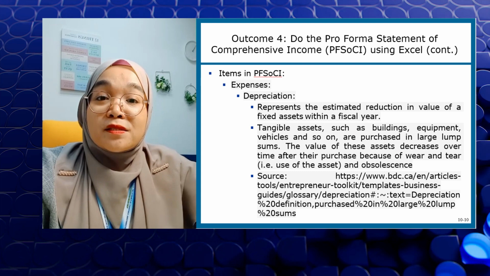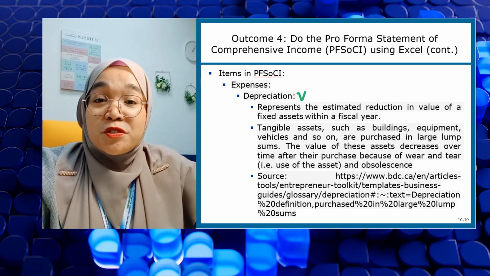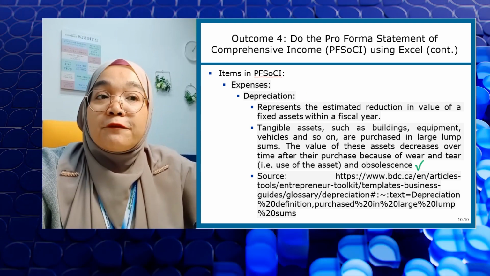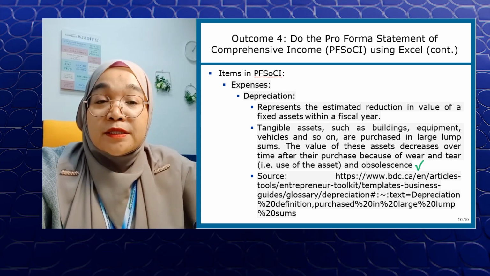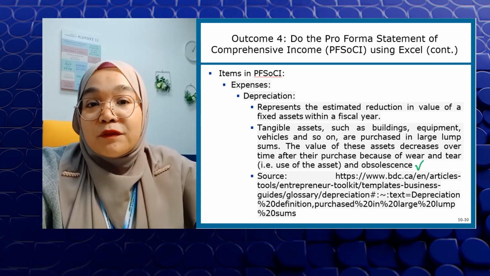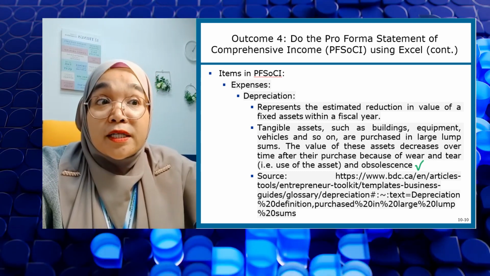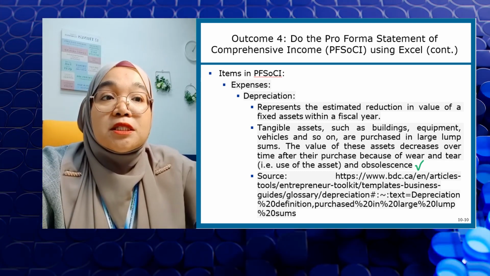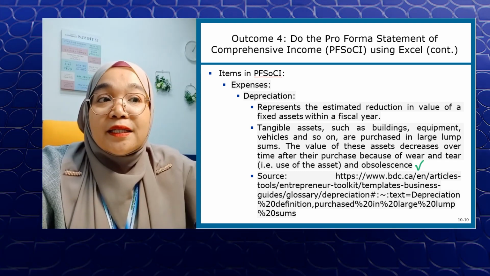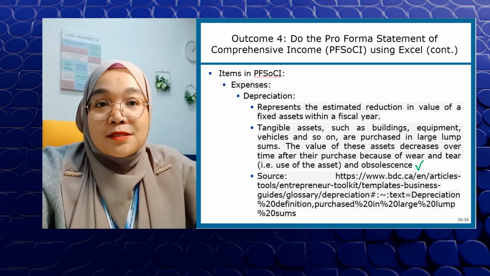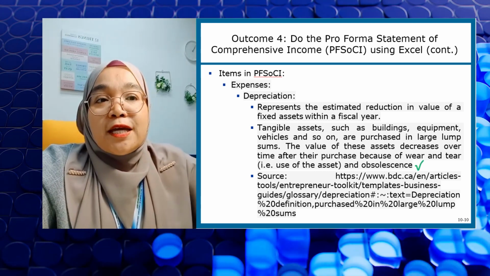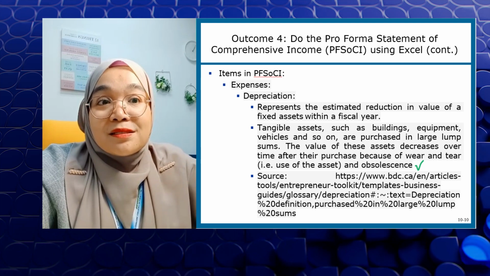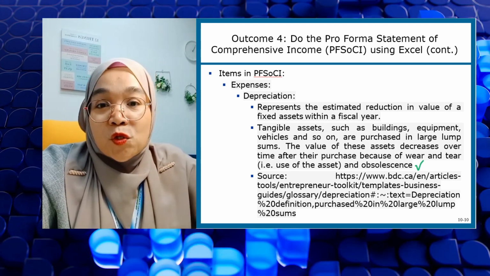Okay, now this slide talks about depreciation. What is depreciation actually? Depreciation represents the estimated reduction in the value of a fixed asset within a fiscal year. Tangible assets such as buildings, equipment, vehicles, and so on are purchased in large lump sums, and the value of these assets decreases over time after they are purchased because of wear and tear, i.e. use of the assets, and obsolescence. You have to know that depreciation is usually captured after 1 to 2 years of the company being operated. Therefore, we will not take this item to be part of your pro forma SOCI.